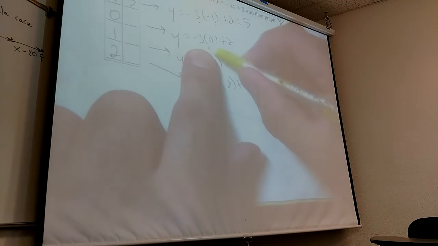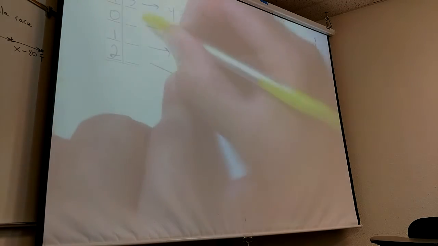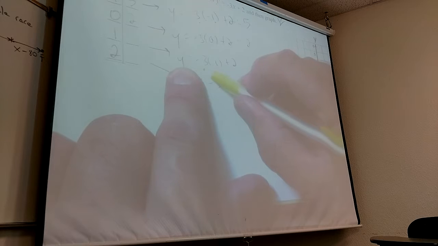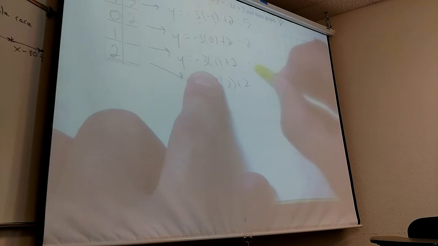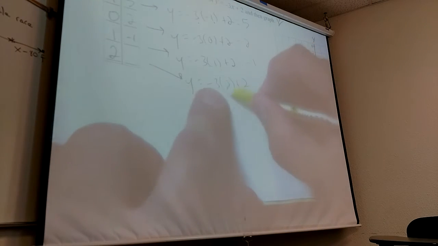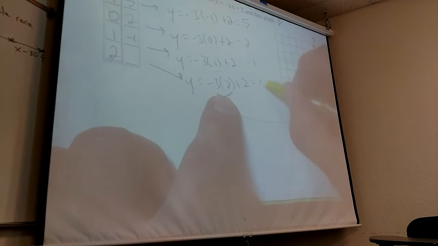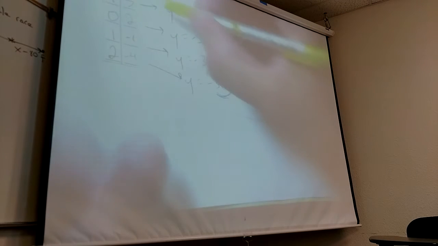What do you get here? 0. 0 plus 2? 2. What about here? -3 plus 2? -3. And then -6 plus 2? -4. Now real quick, do you guys see a pattern here?